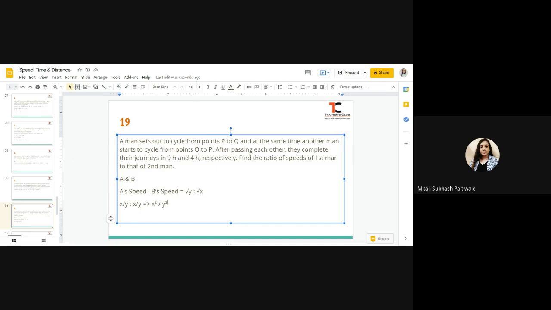Because A and B are two people, that's what I'm telling you. If there are two people, then there will be a speed where x is distance and y is the time. Here again, the distance will remain the same and the time will obviously be constant. So that is why this is there. If I need to find this out, we have to take the root of it. The ratio of the speed of the first man to that of the second man. So that's what we are doing.